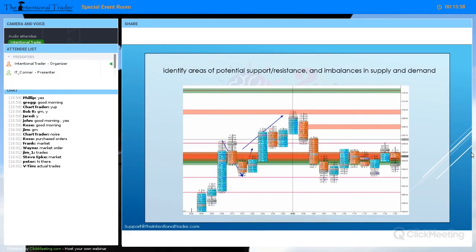So that's the whole premise behind order flow trading. Have I lost anybody yet?